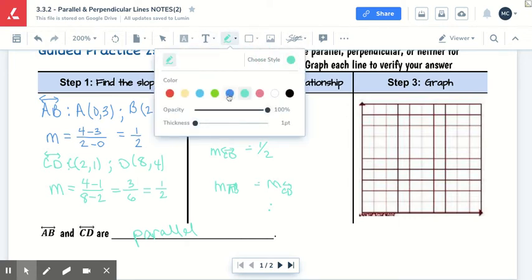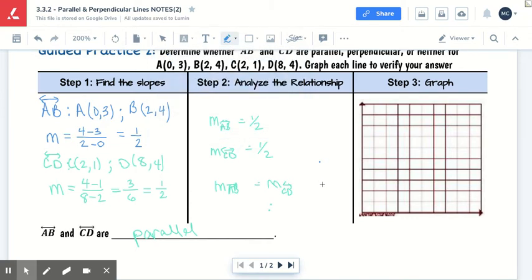Parallel is easy to tell just at a glance. Perpendicular is a little bit harder to tell on a graph. The graph has to be perfectly square, and even then it's a little hard to see sometimes.